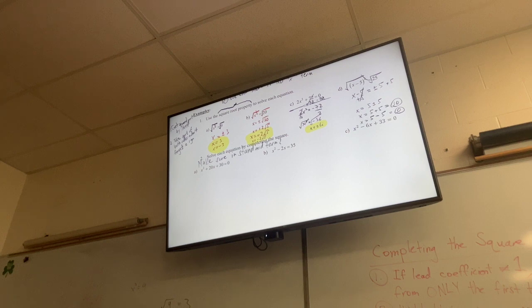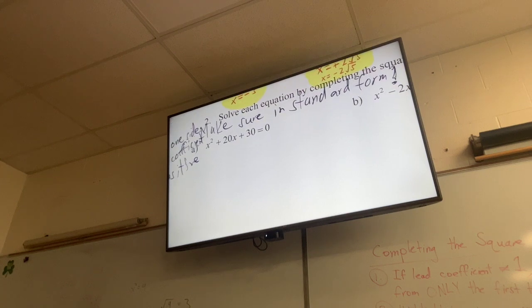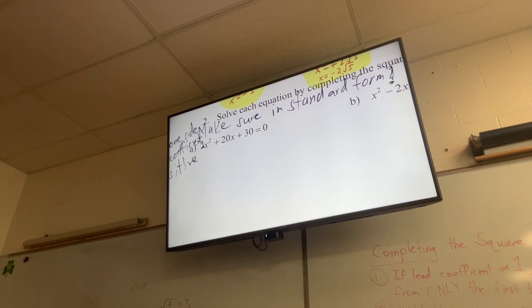Make sure you're in standard form. What does standard form mean again? Standard form means there's a 0 on one side of the equation and the x on the other, and then the lead coefficient is positive. What's the lead coefficient again? The first thing. The lead coefficient is the number that's next to x squared here. So my lead coefficient here is 1. 1 is a positive number. I have 0 on one side, so I'm in standard form.